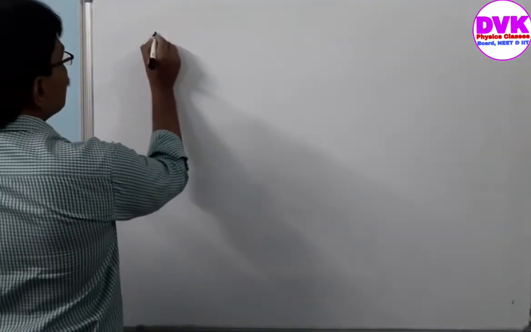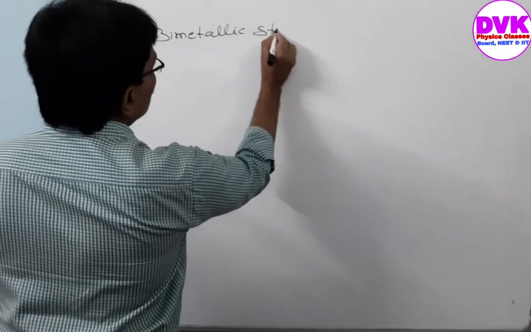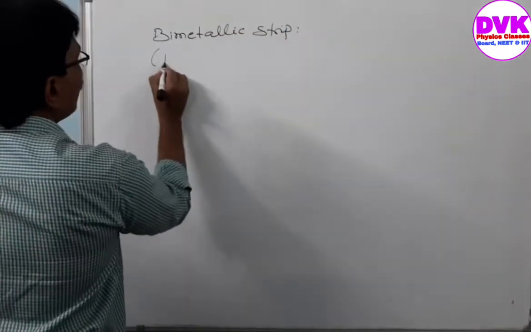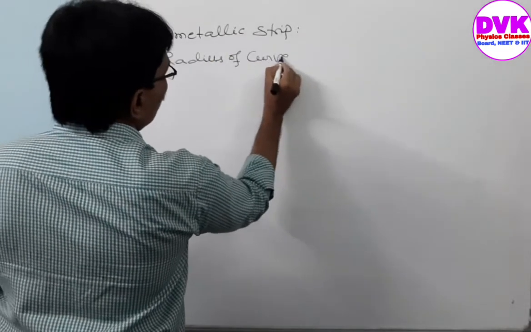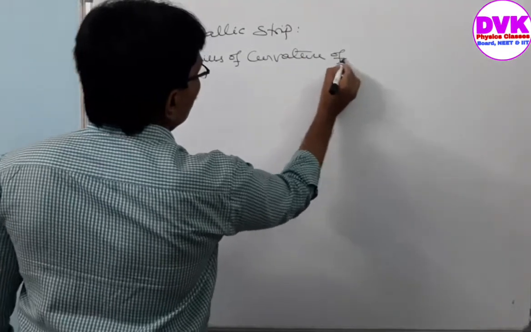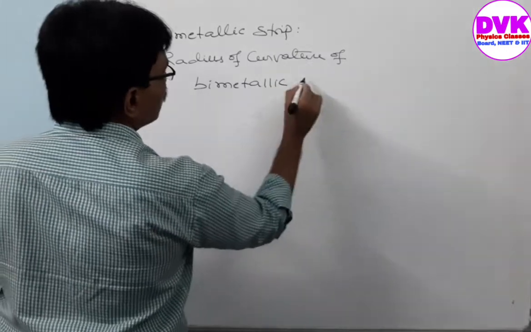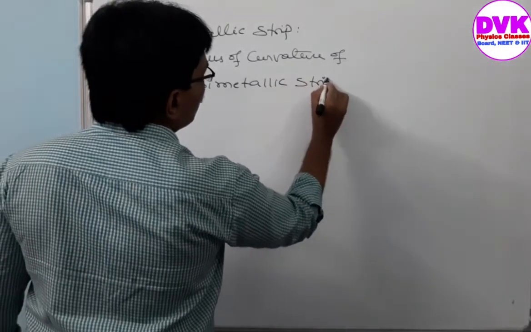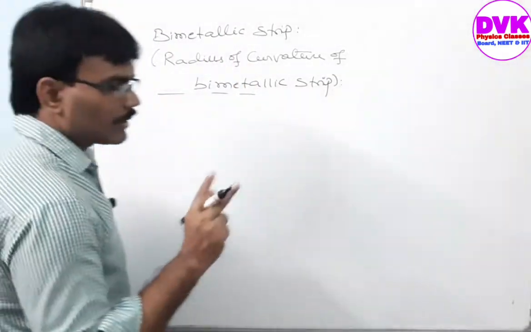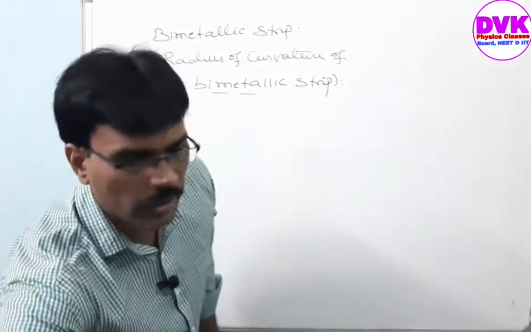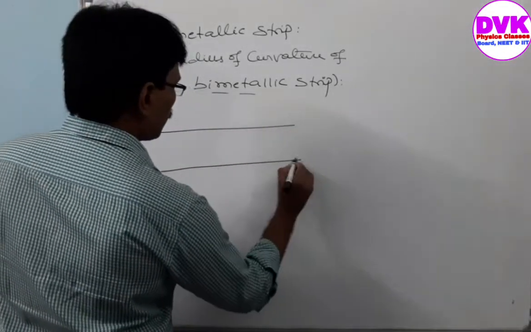So, the bimetallic strip, and in this video we are going to calculate the radius of curvature of a bimetallic strip. First of all, as the name itself says, bimetal means what? It consists of two different metals. For example, here I have a metallic strip made of two different metals.